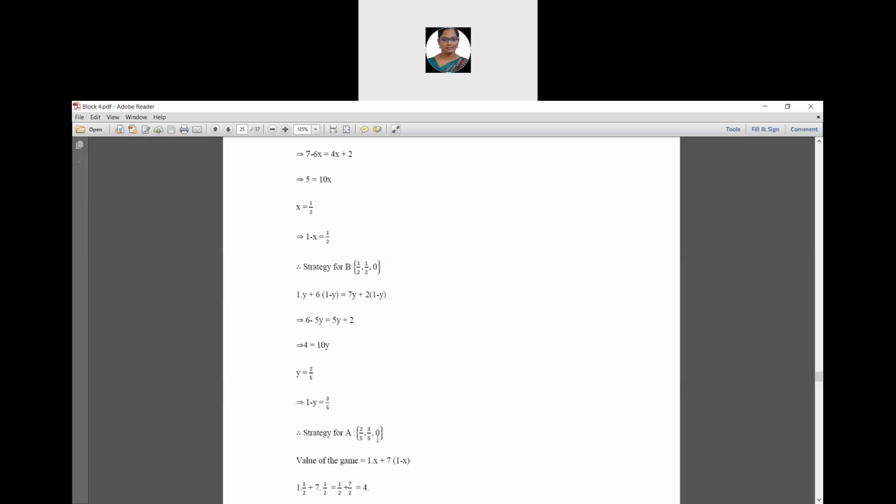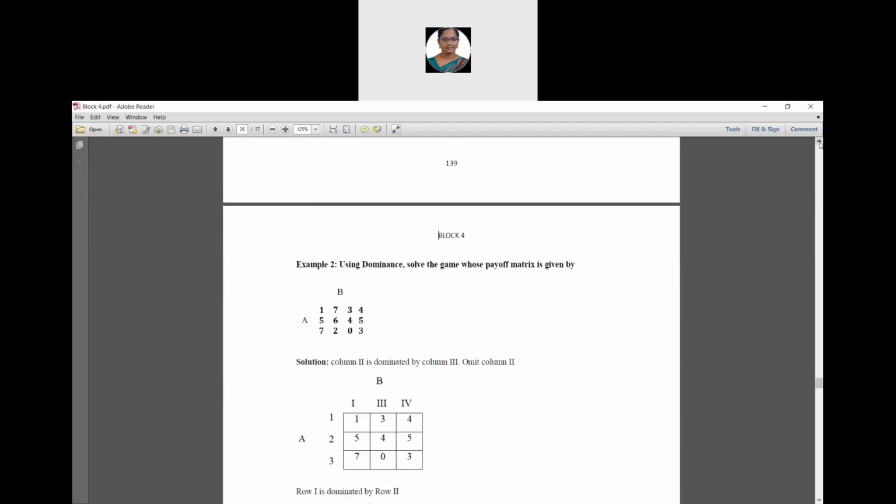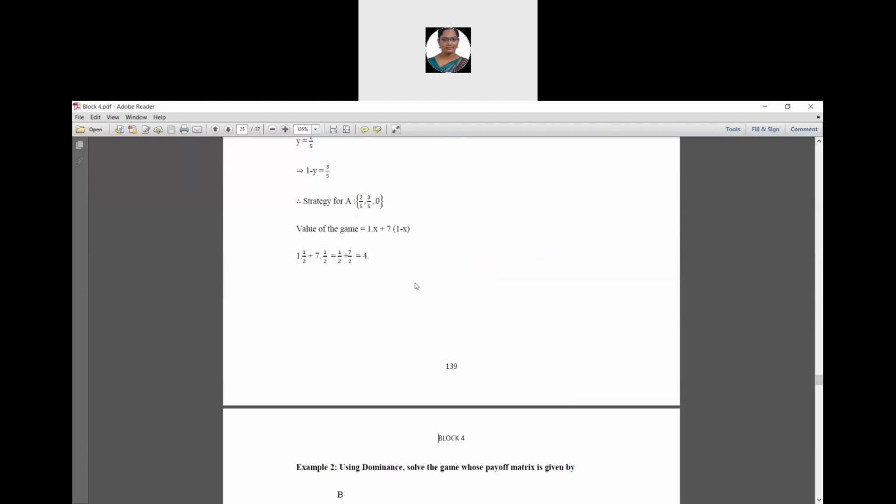Therefore, value of the game, it is denoted by V. It is 1 into x plus 7 times of 1 minus x. We will get 4. Therefore, value of the game V is 4. That's it.